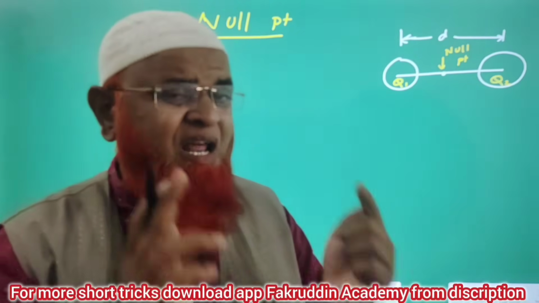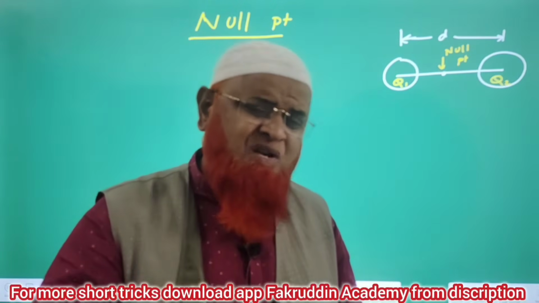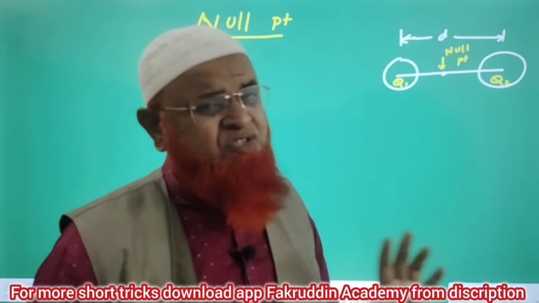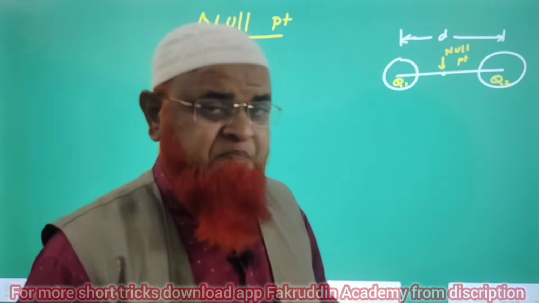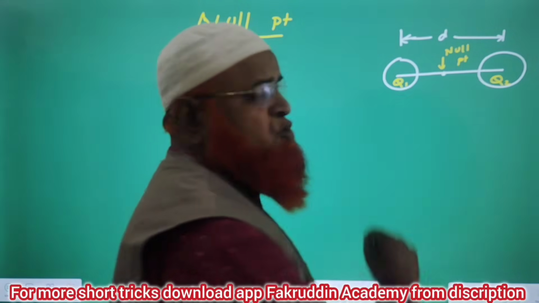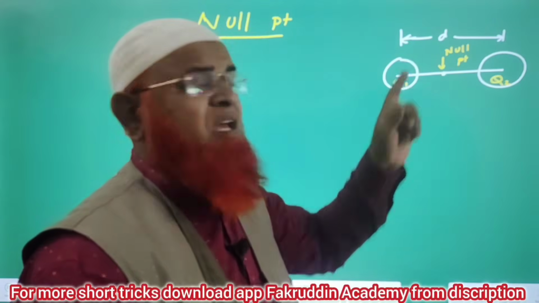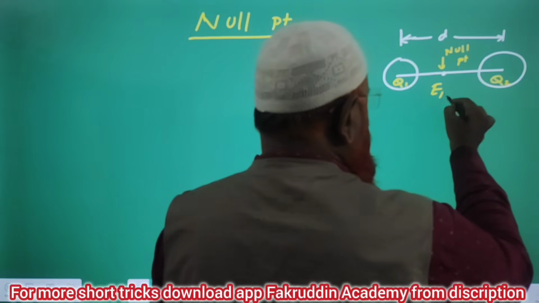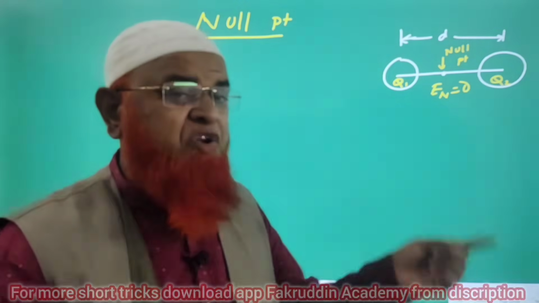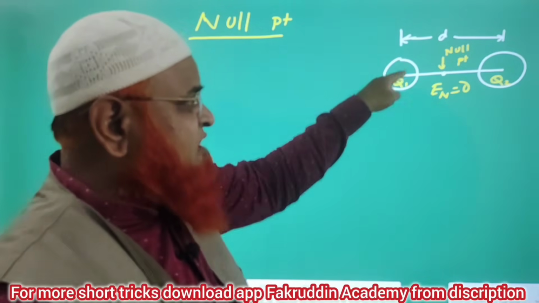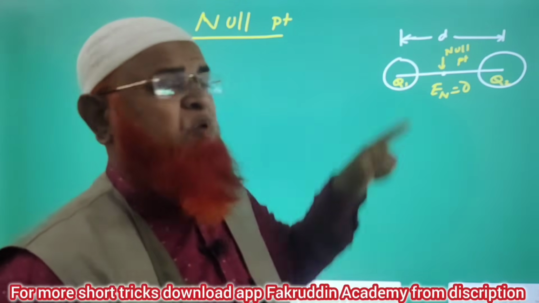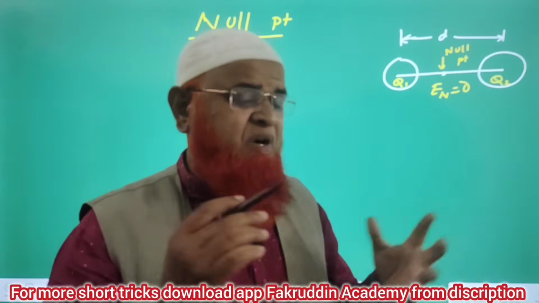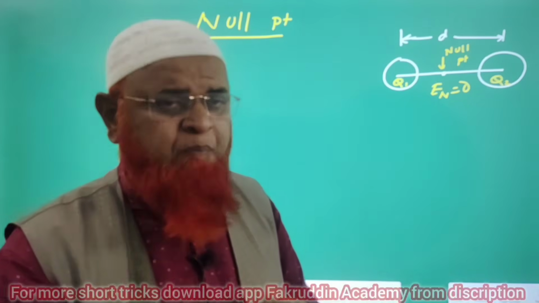The concept is said to be the null points, or it is also called neutral points. What do you mean by this null point and neutral point? See, this is a charge q1, that is a charge q2. Then there is one point in between these two charges. That point is said to be the null point. What is the meaning of null point? Null point means the point where the net electric field intensity is going to be 0. Or the electric field intensity of the first charge at this point is counterbalanced by the electric field intensity of the second charge at that particular point. That is called a null point.